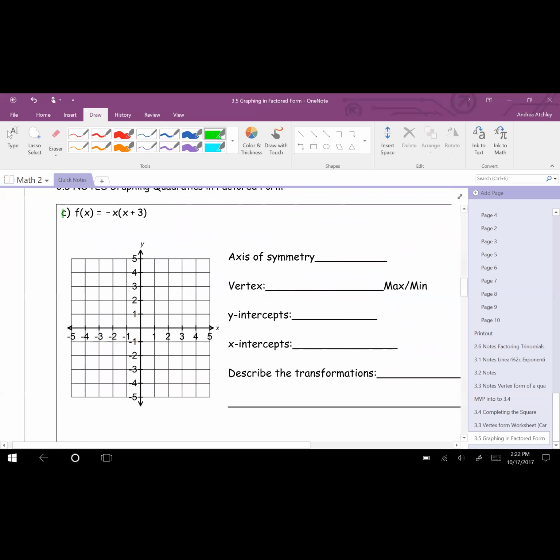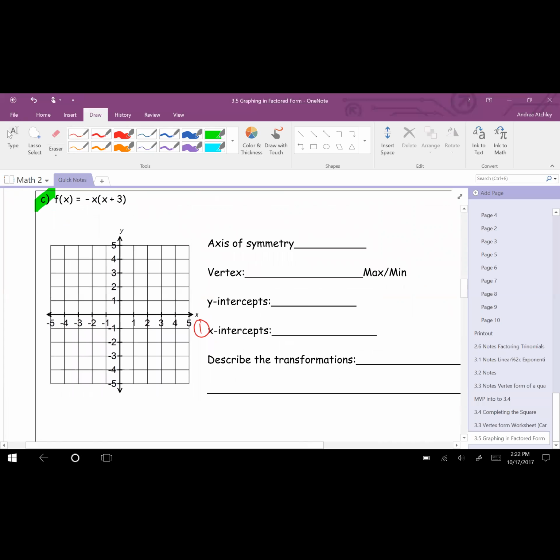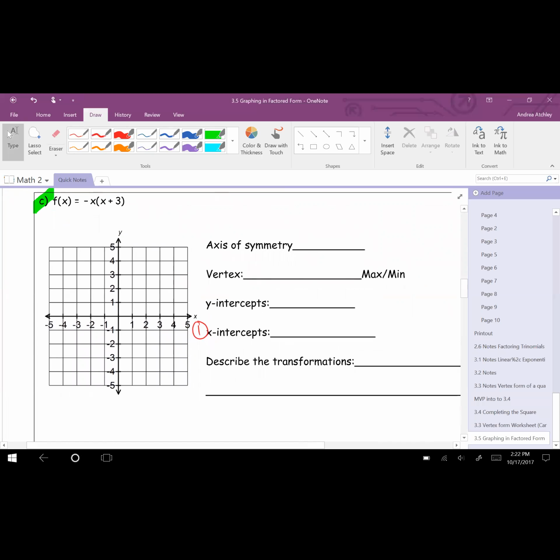Okay, put a little star, highlight this one because this one's a little different in a couple different ways. Okay, so step 1 again is to find the x-intercepts. Haley, what's one of my x-intercepts? -3, 0. Remember, I have to change the sign.